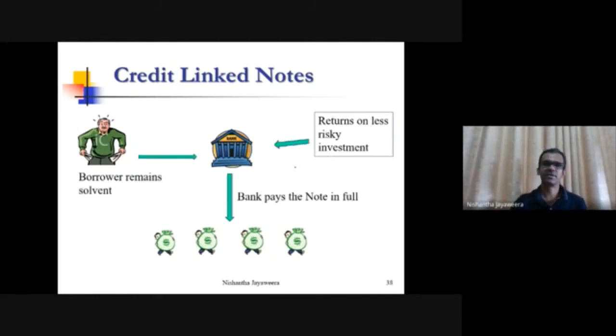Then there can be different scenarios. Towards the lifespan of the credit linked note, the borrower remains solvent and makes all the payments to the bank. Then the bank will pay all those dues to the investors in the credit linked notes, and the bank gets the return on the less risky investment as well. So considering all those cash flows, everything will be paid.